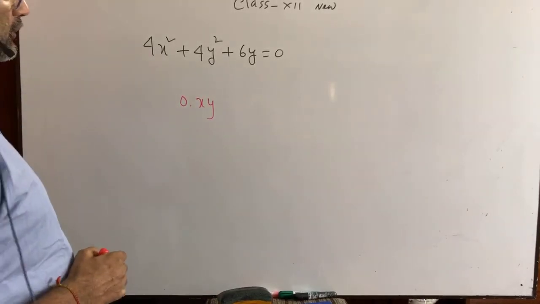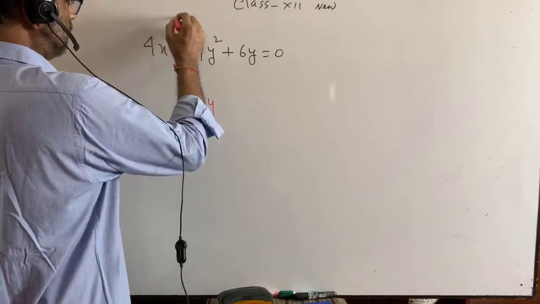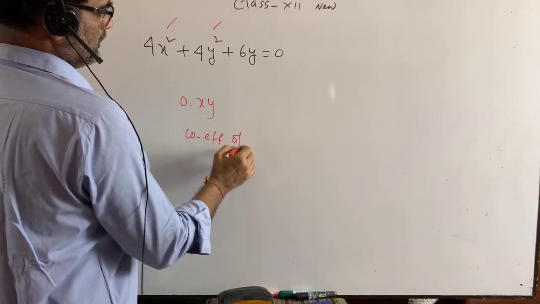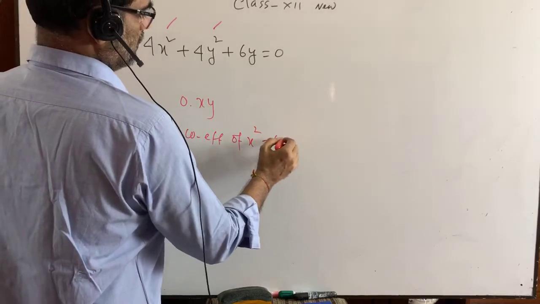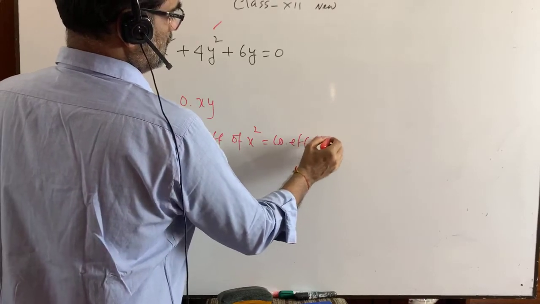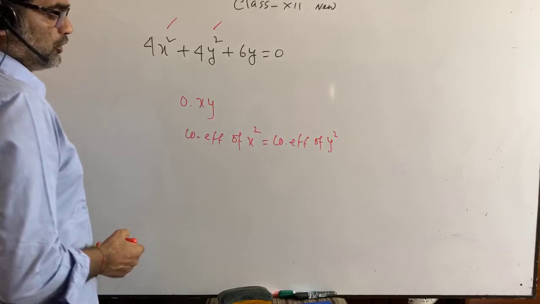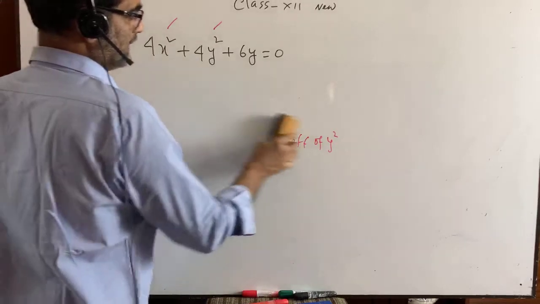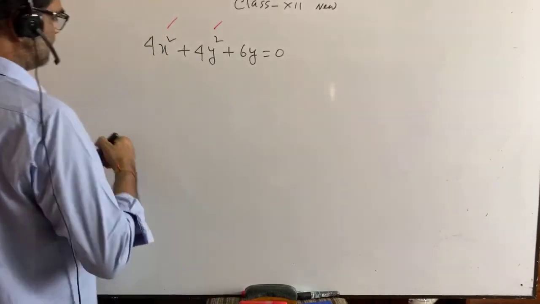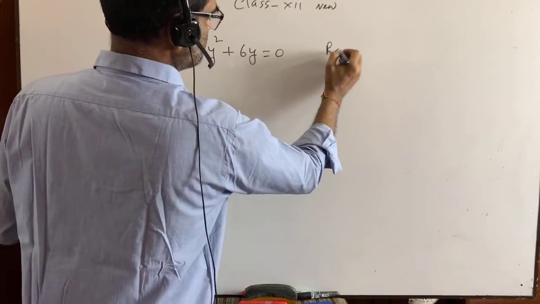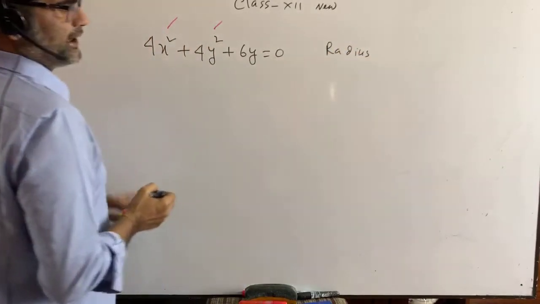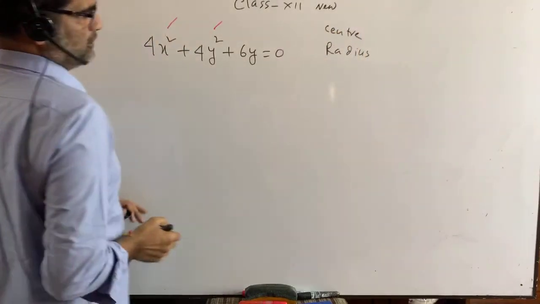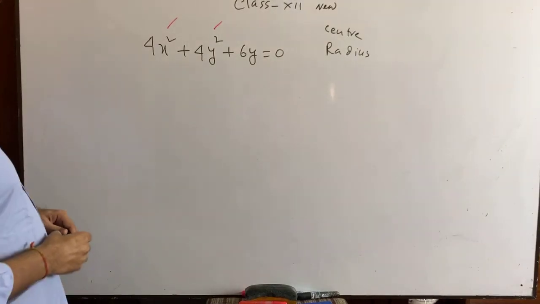Number 2, the coefficient of x square and coefficient of y square. Write down, coefficient of x square is equal to coefficient of y square. They are equal. So we can call it a circle. Very good. If it is a circle, now your question is what is its radius and what is its center. So we have to find out the center and radius of this circle, right?